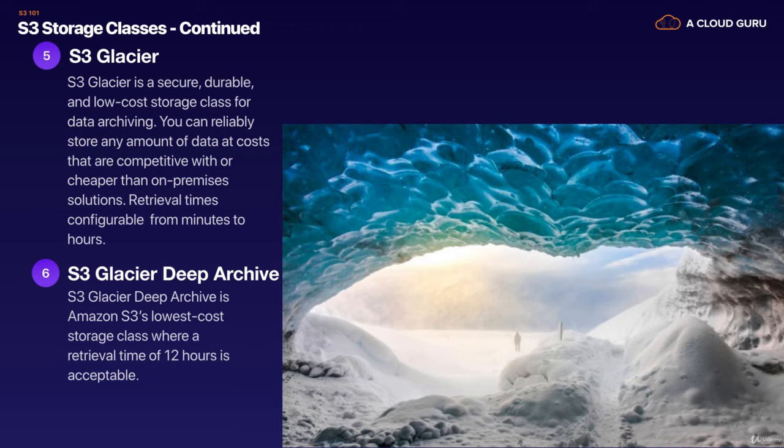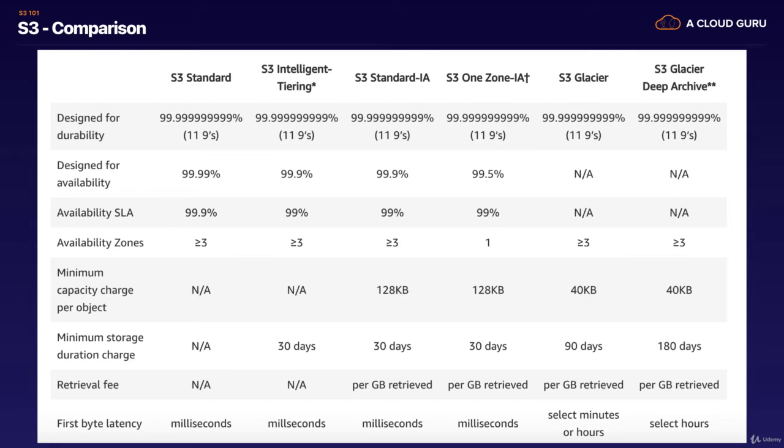And then your retrieval times are configurable from minutes to hours. Now with Glacier Deep Archive, that's the lowest cost storage class that you can buy, but your retrieval time is going to be 12 hours. So if you want to get the data back using Deep Archive, you put in a request and it will come back 12 hours later. So those are the 6 different storage tiers, and you will need to remember those going into your exam.